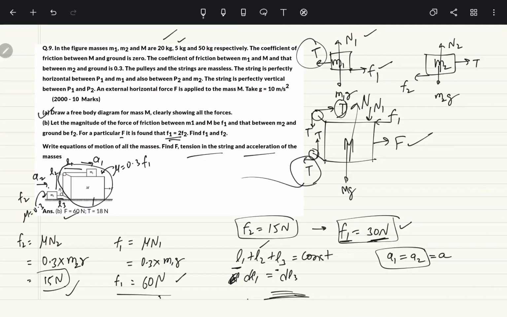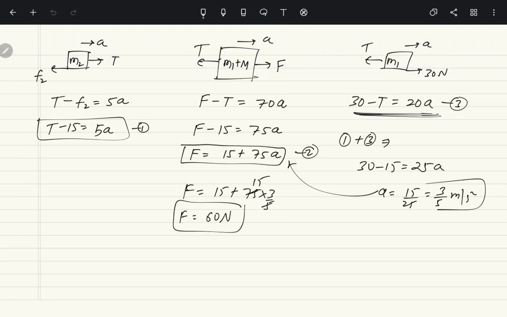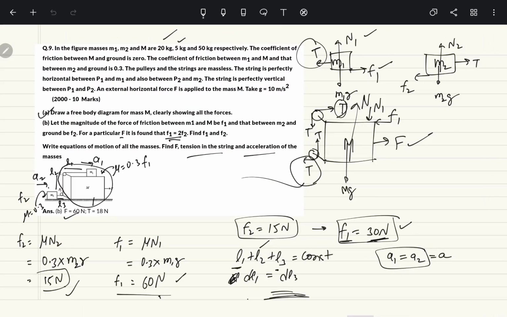Now we will find the tension also, so we can use any of the equations. I'll use equation 1 to find the tension. So T is equal to 15 plus 5 into 3 by 5, making T equal to 15 plus 3 equal to 18. That's the other answer, T equal to 18. So I think every value we have got. That's it. Thank you.